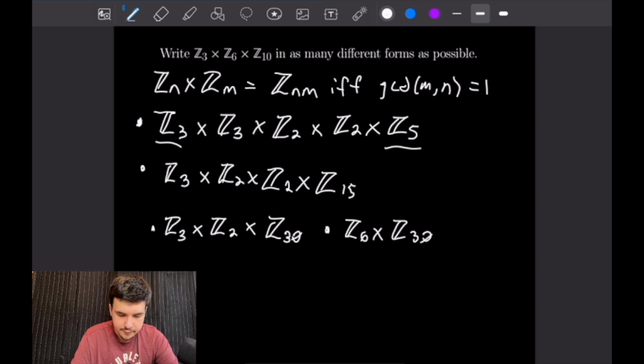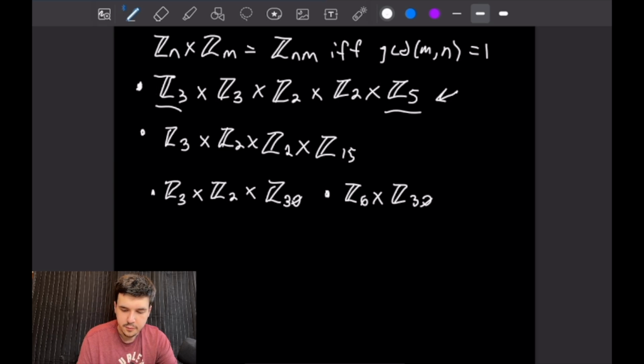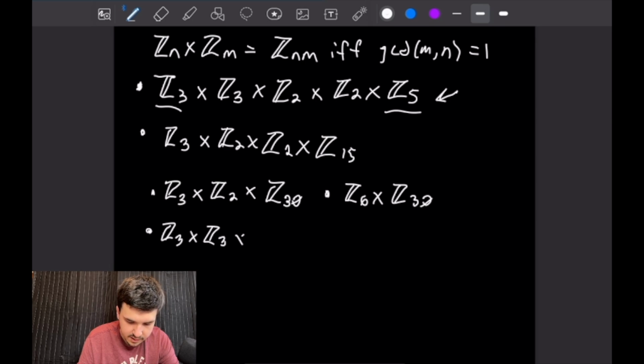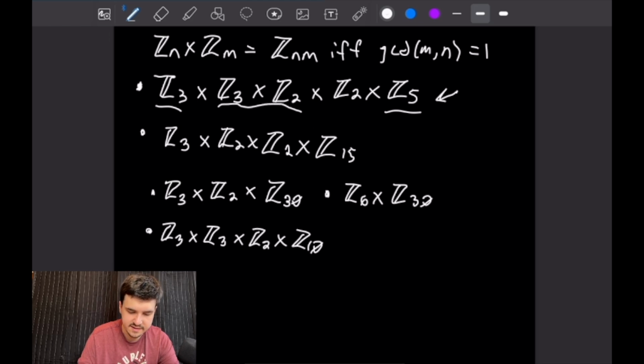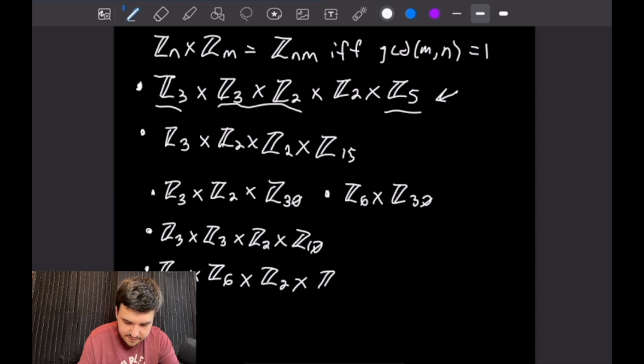Great. So now let's see if we can come up with another one. Well, we could just write out this one where we combine our Z2 and Z5 and maintain our Z6 being broken up like that. So that'll give us Z3 cross Z3 cross Z2 and then cross Z10. And similarly, we can do the same thing, but combine these two elements here into Z6 and leave our Z10 broken up. And that will give us Z3 cross Z6 cross Z2 and then cross Z5.